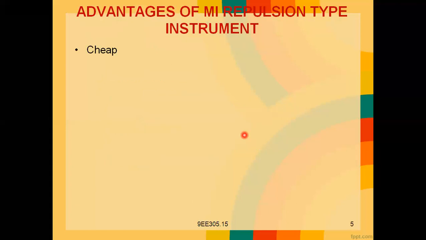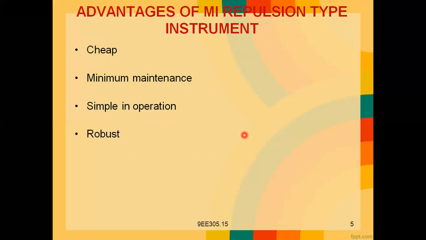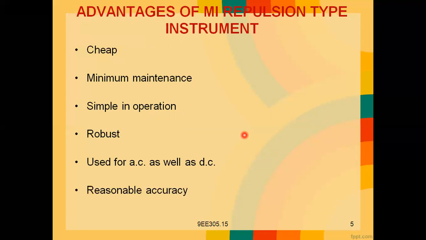Coming to the other type of moving iron instrument, which is the repulsion type, it is also going to have similar advantages of attraction type. First one, it's also cheap. We need minimum maintenance for it. Simple in operation, same robust, because we don't have any coil moving, so we don't have to be very delicate with the handling of the instrument. We can handle it in a robust manner. And it is also useful for measuring AC as well as DC quantities. It is also reasonably accurate. So the advantages of repulsion type is also just like attraction type.